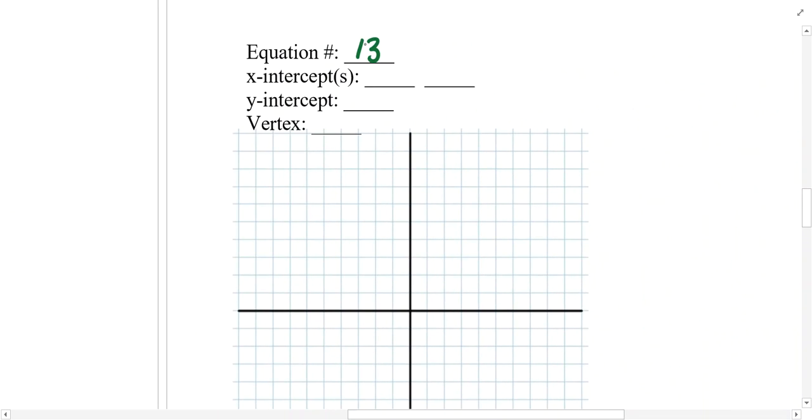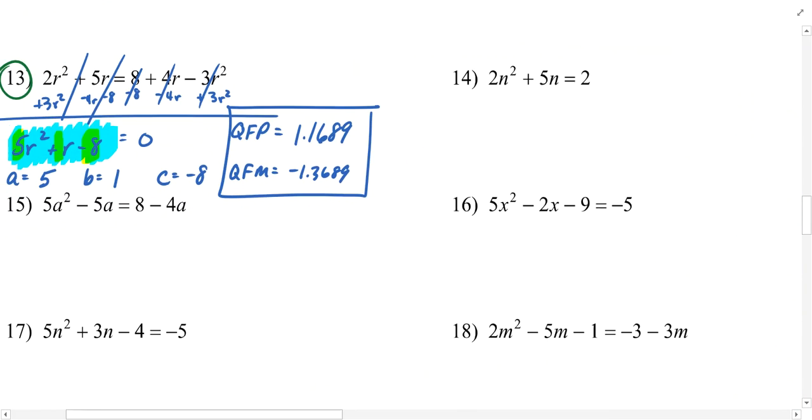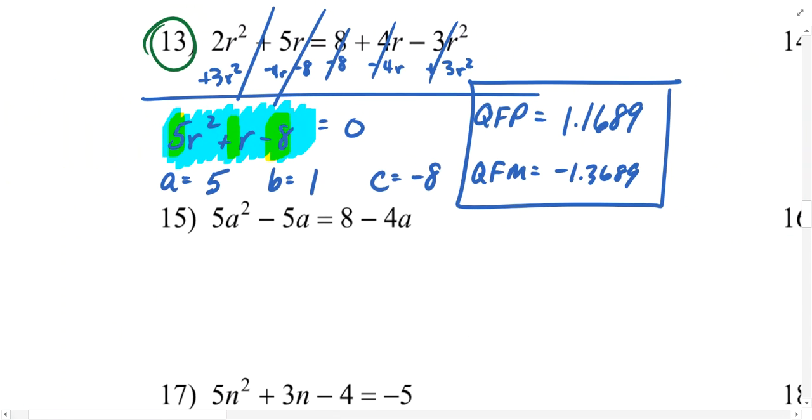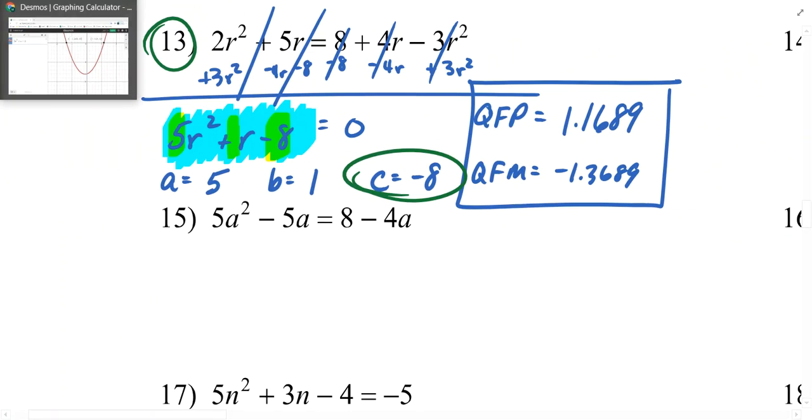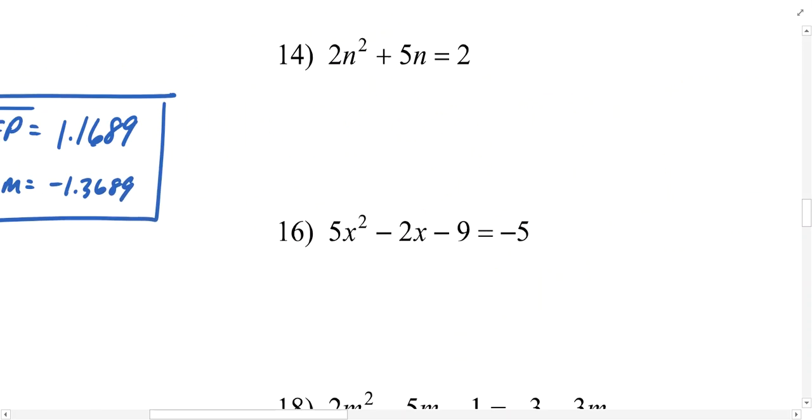So we've got 1.1689 and negative 1.3689. Now the y-intercept, that's actually pretty easy to identify, whether you have a graphing calculator or not. The y-intercept is always the same as the c-value once you have the expression equal to 0. And we can see that down here. The point at which the graph touched the y-axis or crossed the y-axis is at negative 8. So we will report that.